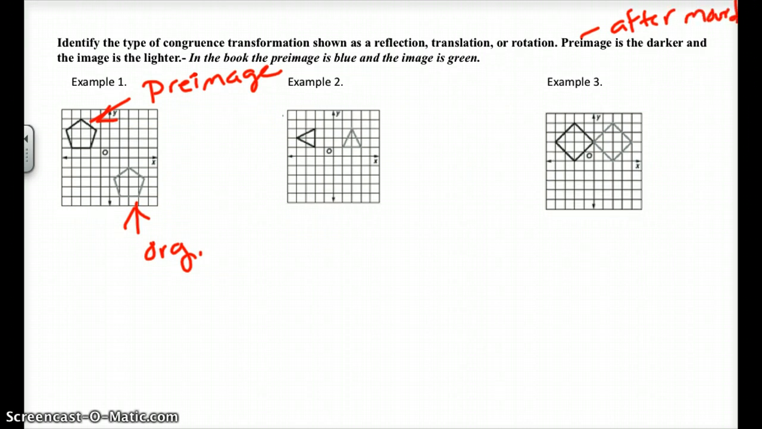Okay, write that down. I'm going to be looking for that when I check your notes. The pre-image is the image that is there after you've moved your original. And in the book, it says that the pre-image is the blue and the image is the green. So remember, pre-image is the one after you've moved it. So when I look at my original, what have I done here to move this pentagon to this spot here? I have just translated it. I've moved it over and then up. So this is a translation.